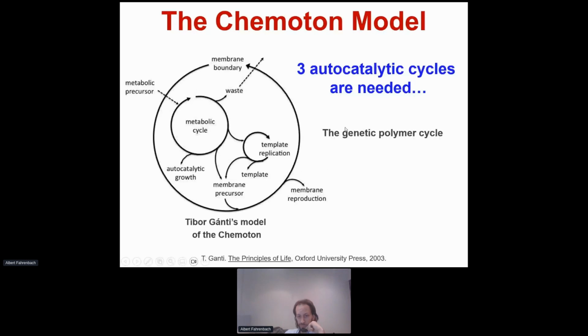One of them is the genetic polymer cycle. That's things that we think of like DNA in particular, represented by this little loop here. The membrane cycle: the cell is composed of some sort of membrane, oftentimes thought of as fatty acids or phospholipids of some sort. We need some sort of autocatalytic cycle that produces the membrane. And then you have this metabolic cycle, which is basically feeding production of intermediates for both the template cycle and the membrane cycle. What I want to focus on today is just this metabolic cycle here.